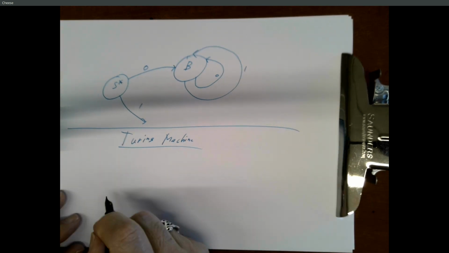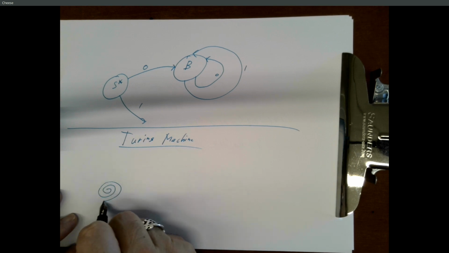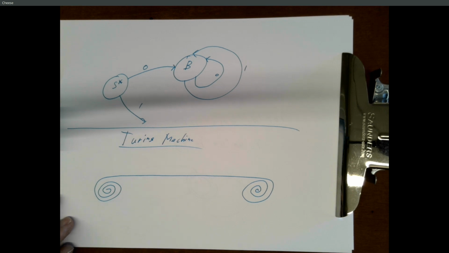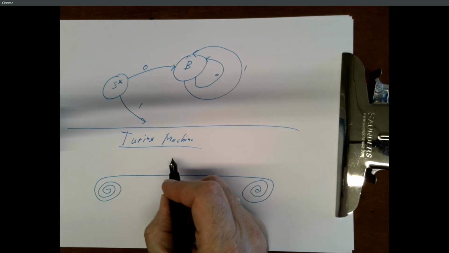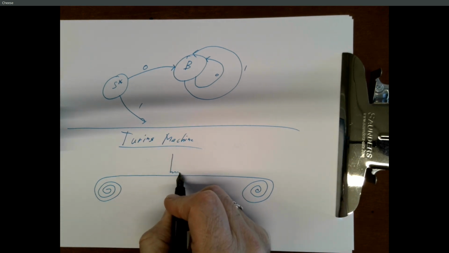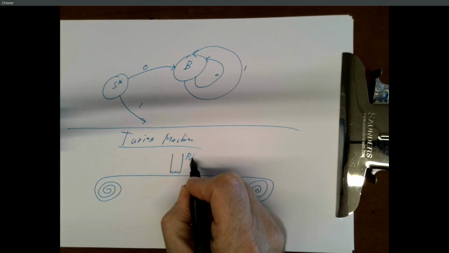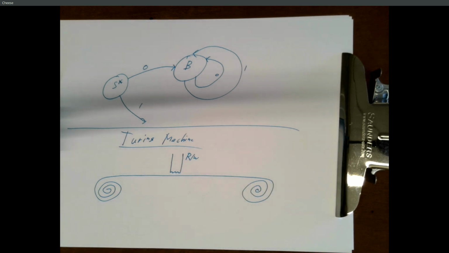So here's what a theoretical Turing machine looks like. We have an infinite strip of tape sitting on two spindles. You can think of magnetic tape if you like, or it could be paper tape with holes in it. But a piece of tape on which we can write symbols in some way, and some way to read and write symbols from that tape. So a read-write head.